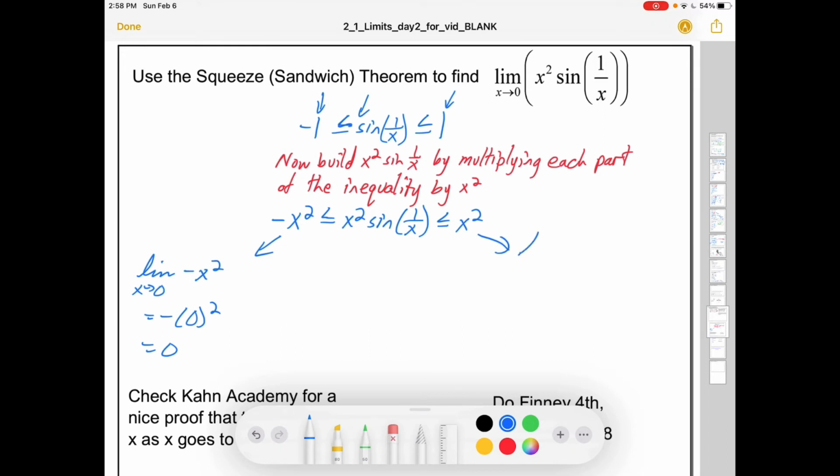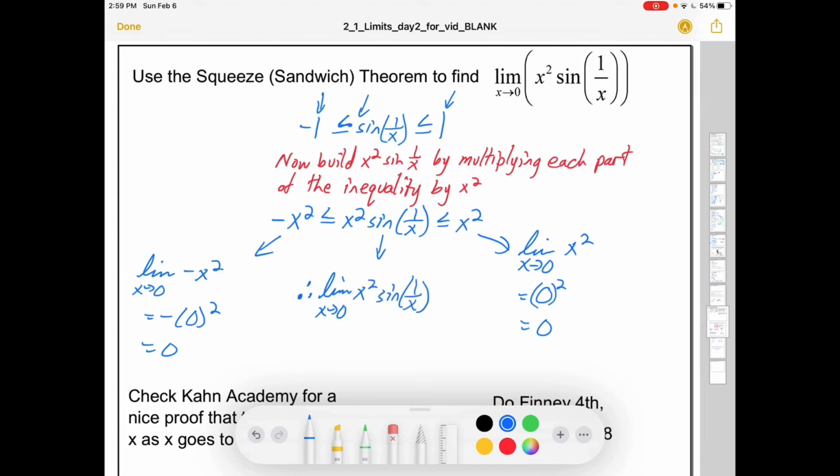This one, I can also evaluate its limit. As x goes to 0, well, x squared is just going to be 0 squared. I can sub in. That's simple. But if the overall limit that was hard to find was sandwiched between 0 and 0, well then it also must have a limit of 0.